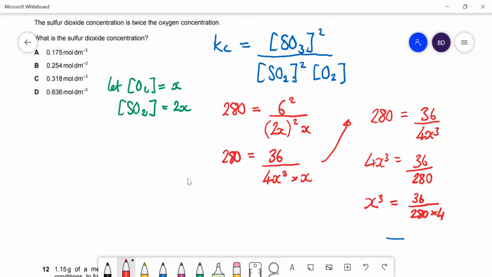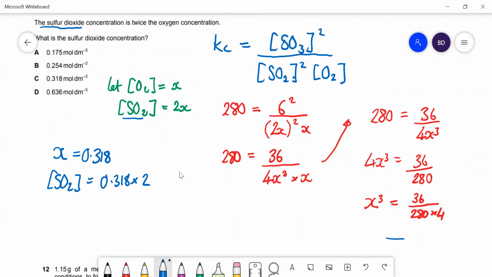I'm running out of space a bit, so I'll go over to the left here. So just evaluate x from x cubed, which is equal to 0.318. Now, we need the sulfur dioxide concentration. That's 2x, the concentration of oxygen being x. So SO2 concentration, multiply 0.318 times 2, gives us 0.636. So D is our answer there.